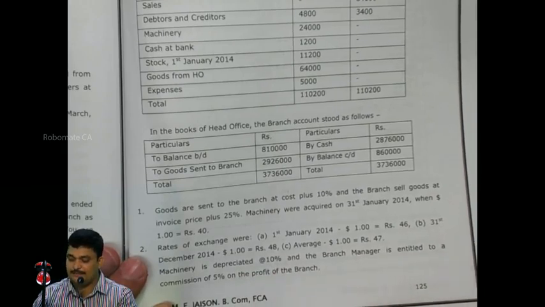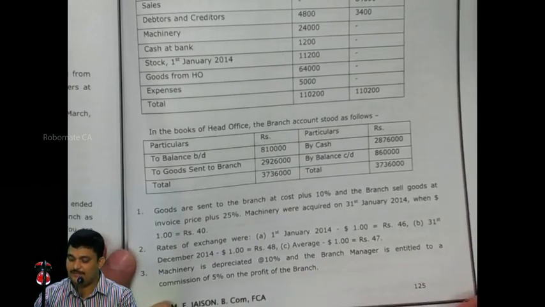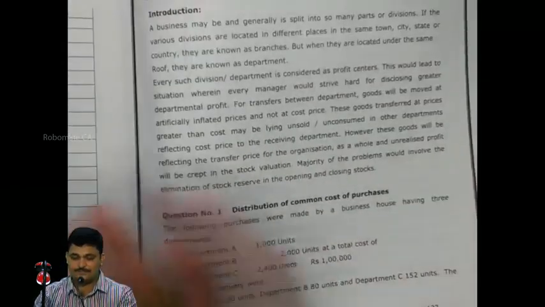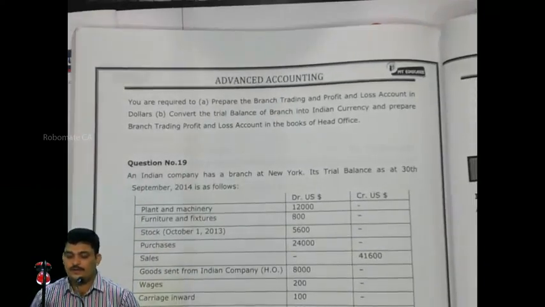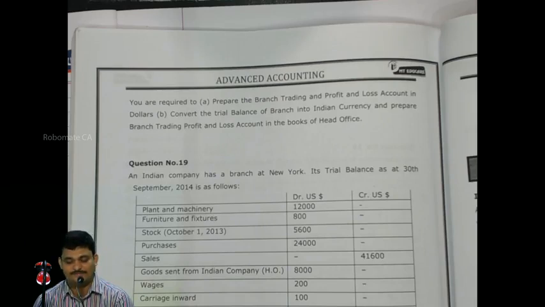Machinery is depreciated at 10% and the branch manager is entitled to a commission of 5% of the net profit of the branch. You are required to prepare the branch trading and P&L account in dollars. Convert the trial balance of branch into Indian currency and prepare branch trading and P&L account in the books of head office. My dear friends, very quickly let us take it for discussion.